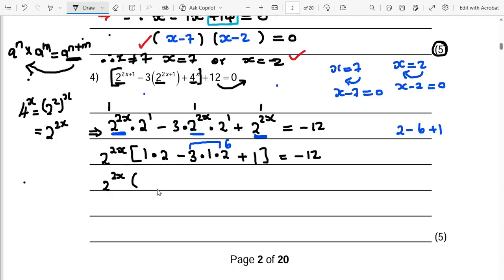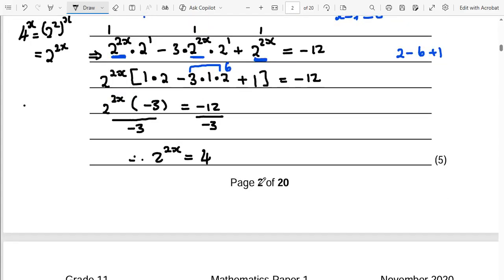So this will be 2 to the x times minus 3, it's equal to minus 12. So now we are trying to put that 2 to the x on one side. So I can just divide both sides by minus 3. Therefore, the minus 3 cancel, I'm left with 2 to the power x, it's equal to, so 3 goes into 12 4 times, because the negative will cancel.